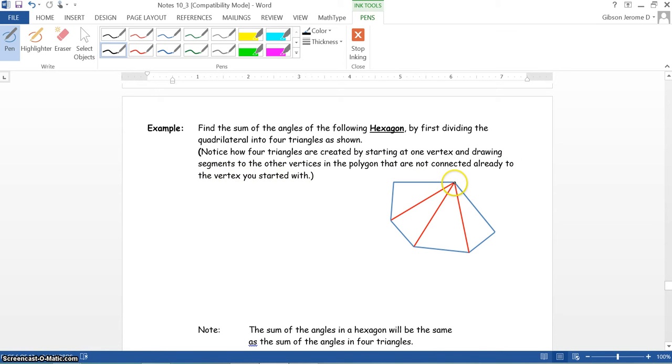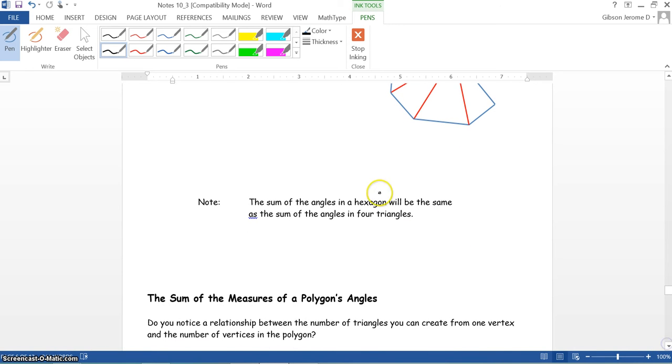So we start here. We go to this point, and this point here. We don't include these 2 points here because this is part of the vertex. So if you notice here, this cuts this into 4 triangles. It says the sum of the angles in the hexagon would be the same as the sum of the angles in 4 triangles. So we'll do 4 times 180, and that would give us 720 degrees.